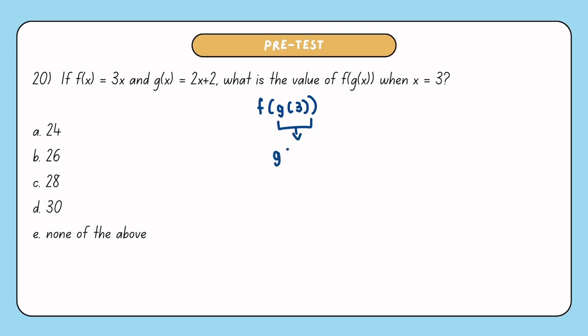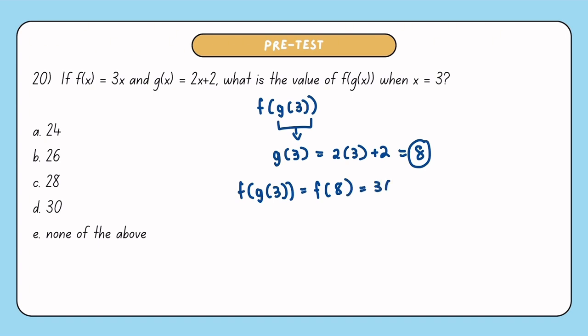So, g of 3 equals 2 times 3 plus 2 equals 8. And ipa-plug in na natin yung value na yon sa function f. So, f of g of 3 equals f of 8 equals 3 times 8. And 8 times 3 is equal to 24. The answer for 20 is A.